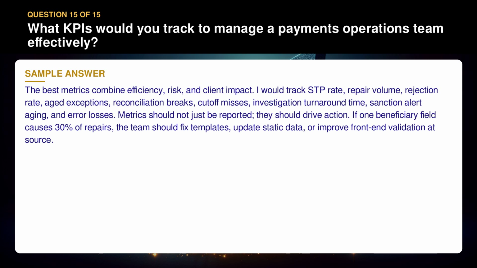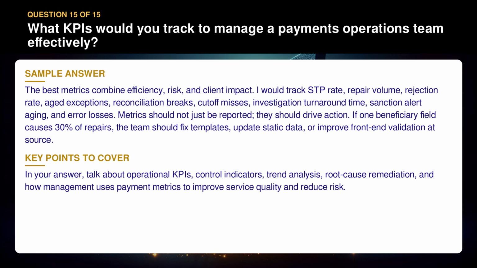If one beneficiary field causes 30% of repairs, the team should fix templates, update static data, or improve front-end validation at source. In your answer, talk about operational KPIs, control indicators, trend analysis, root cause remediation, and how management uses payment metrics to improve service quality and reduce risk.